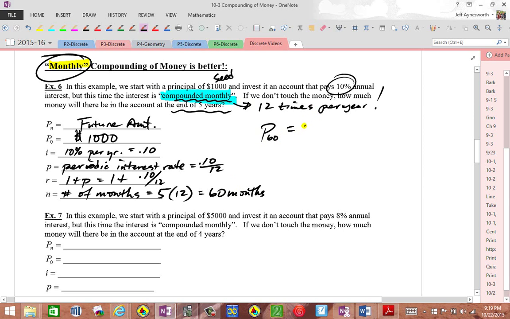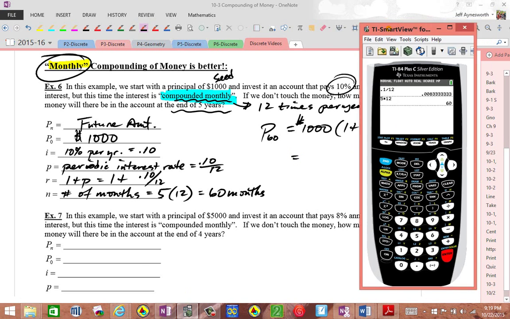Okay, so what we want to do is take $1,000 principal, which is our seed or initial amount. We want to multiply it by 1 plus 0.10 divided by 12, because we're compounding monthly here and there's 12 months per year. And you've got to raise it to the number of time periods, or number of months, which is 60. Okay, that's why these problems are definitely calculator based.